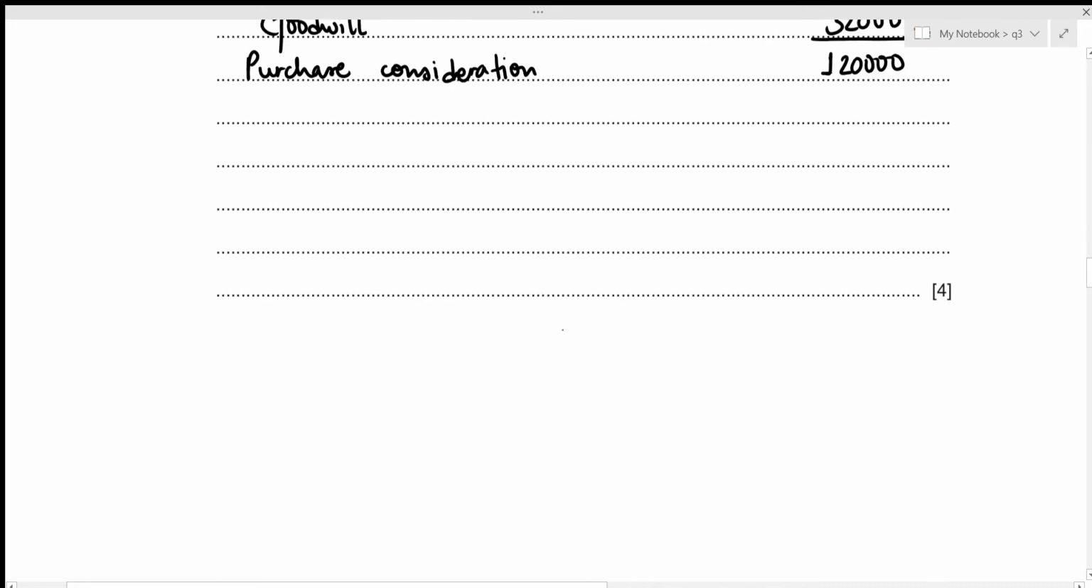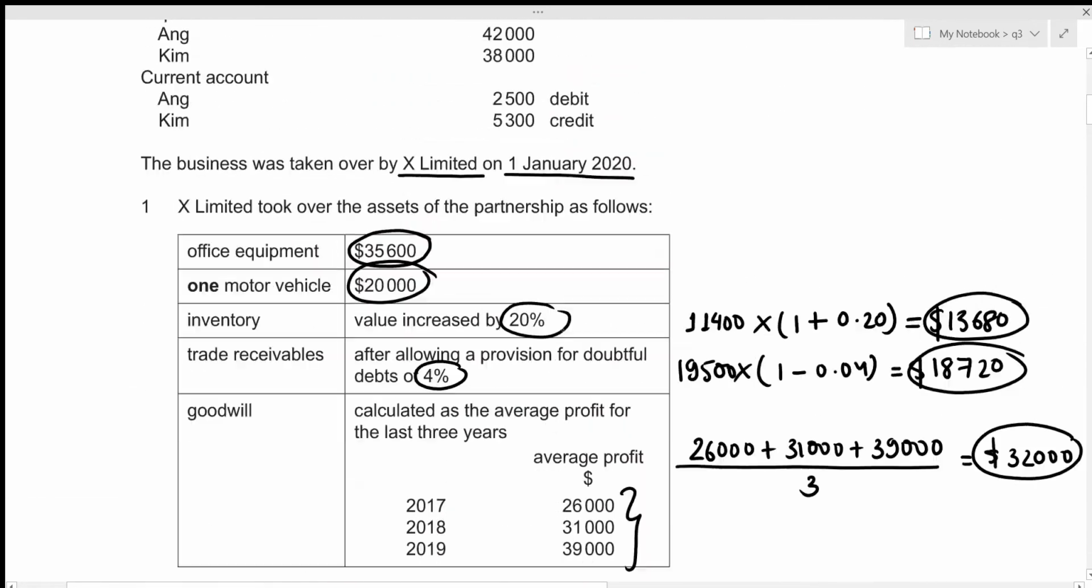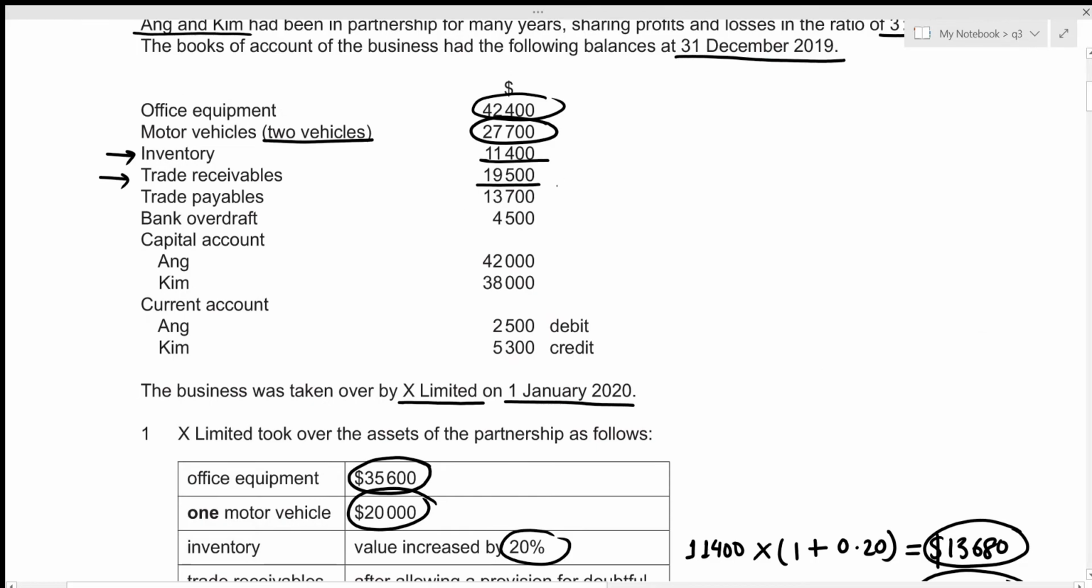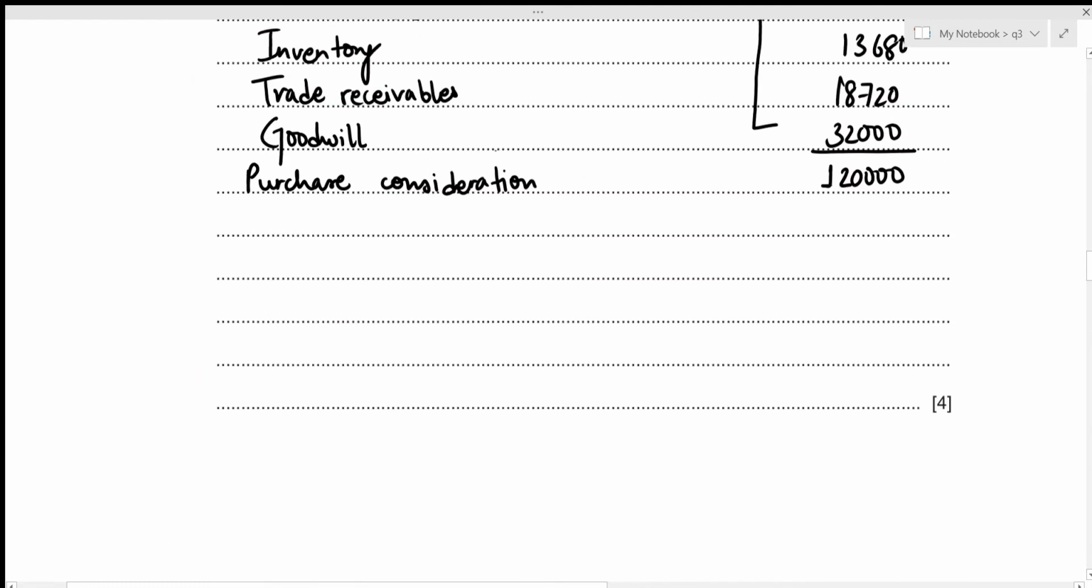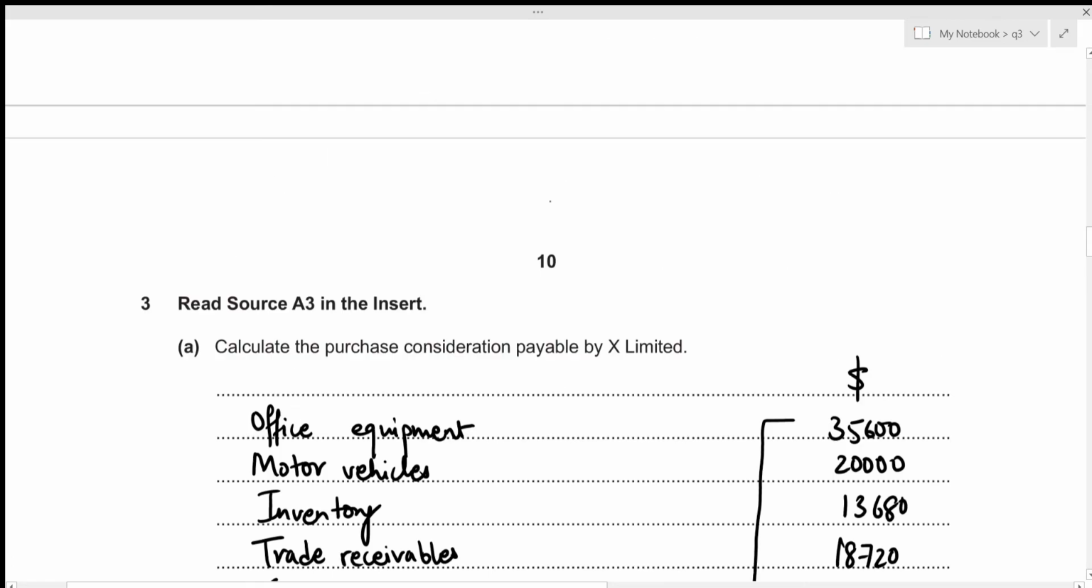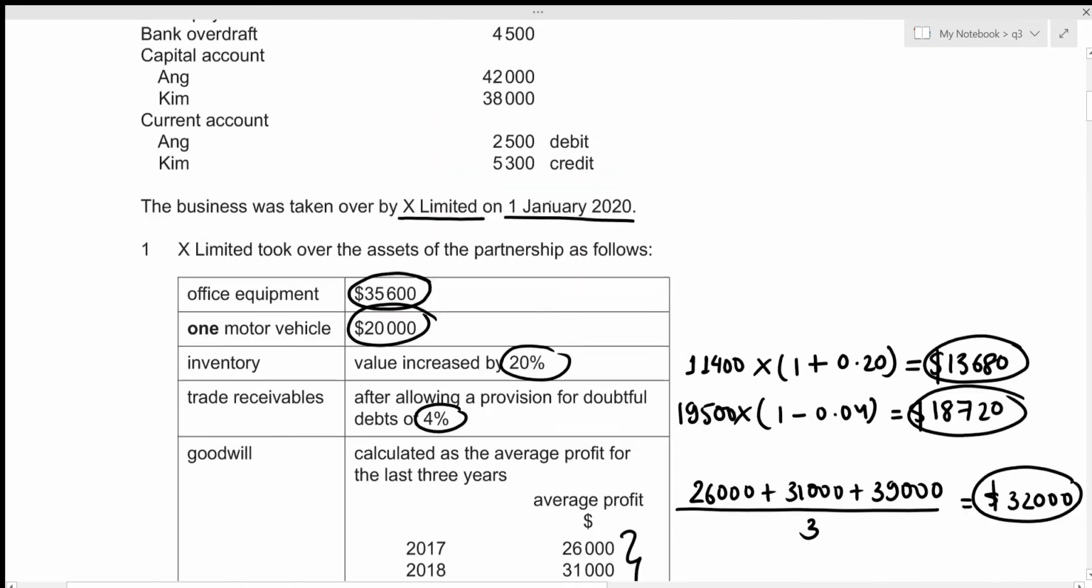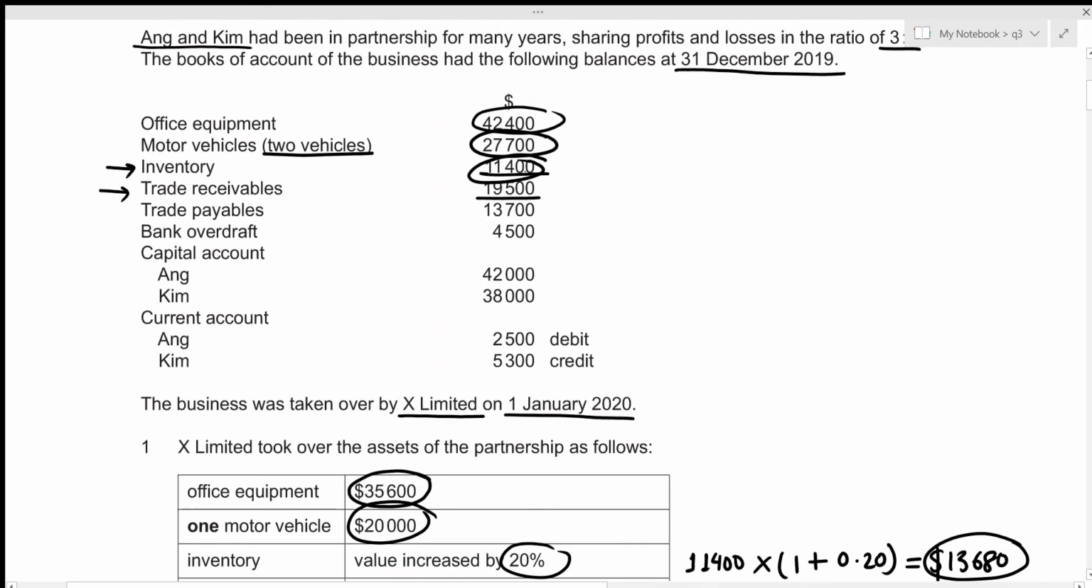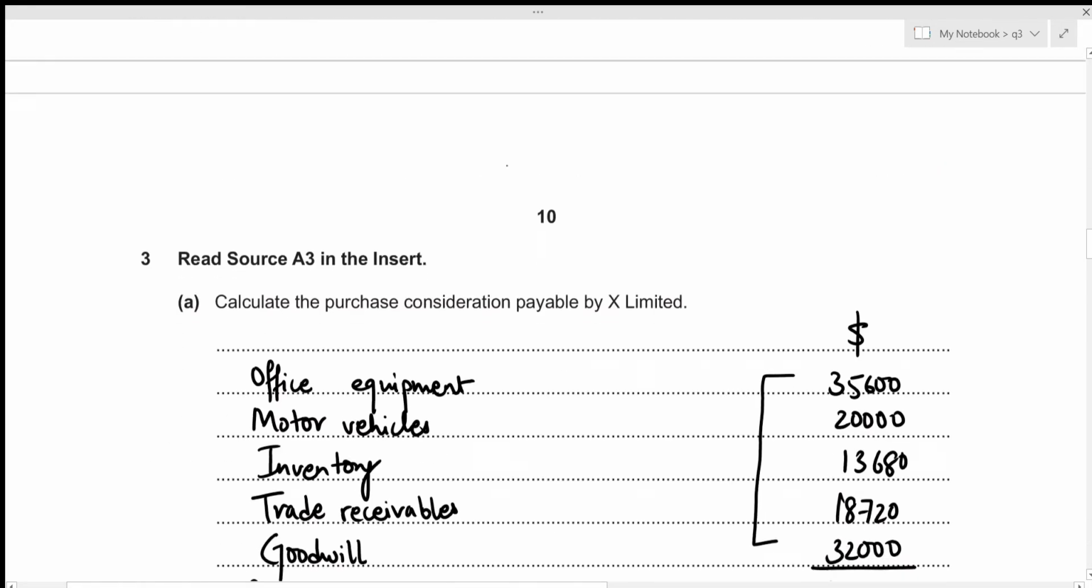Okay, then we need to record the value for our inventory. So inventory previously amounted to 11,400. Let's record this value as well. And finally, we have the trade receivables. And we can see that the trade receivables are valued at 19,500. Let's record this in our debit side.